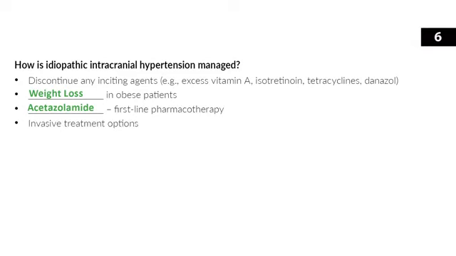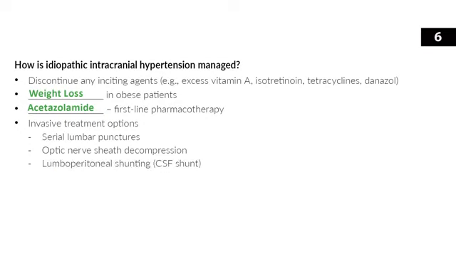Then there are also some invasive treatment options. Serial lumbar punctures to draw off some CSF and keep the intracranial pressure low. You can do optic nerve sheath decompression and also lumboperitoneal shunting, or a CSF shunt, to keep that pressure lower.